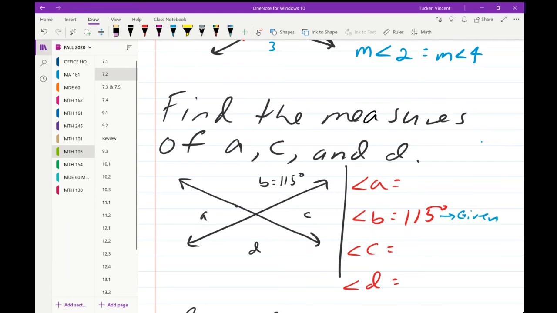So it says find the measures of A, C, and D. They give us B and want to find A, C, and D. This is the diagram. So now the easiest one to find, you recognize that we have vertical angles here. So these two are going to be equal to each other. So we know off the top that D is going to be 115. And that is a vertical angle with B.